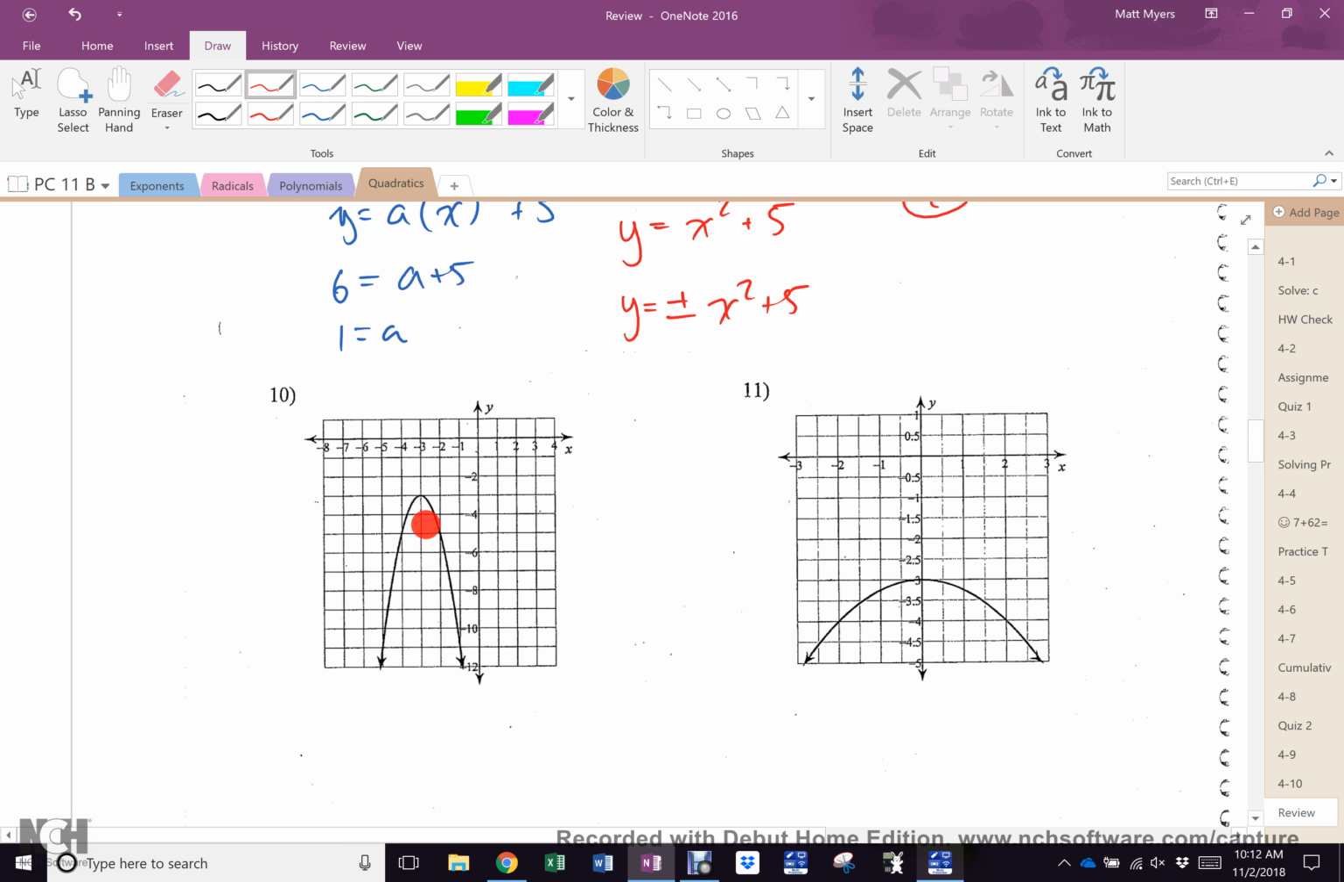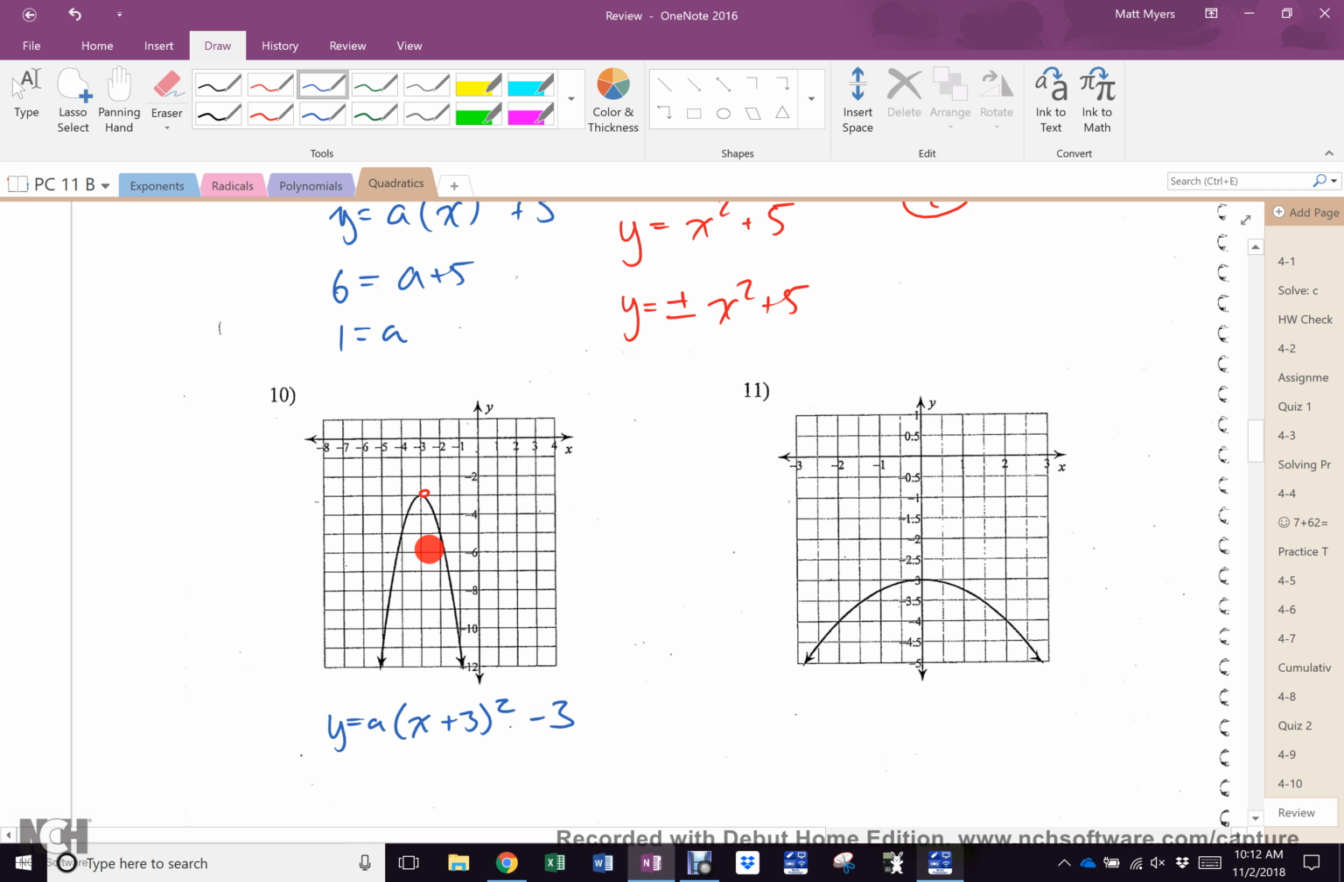How do I do this one? What do I have? I have a vertex. It's nice. It works wonderfully, doesn't it? So, y equals a(x plus 3) squared minus 3.